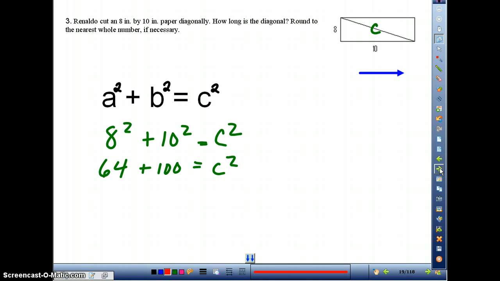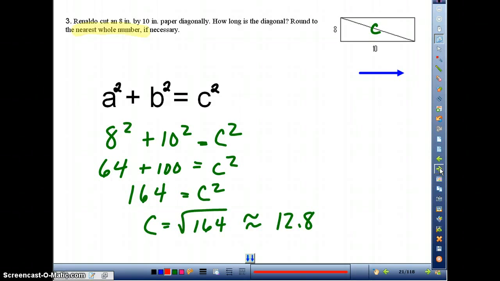8 squared plus 10 squared, that's going to give you C squared. 64 plus 100 is 164. How do you unsquare a number that's been squared? Yeah, with the square root. So it gives you about 12.8, but it says round to the nearest whole number, so that would be 13 inches.